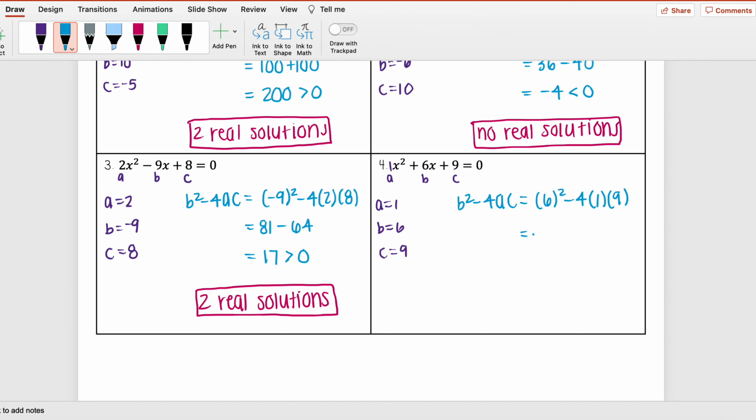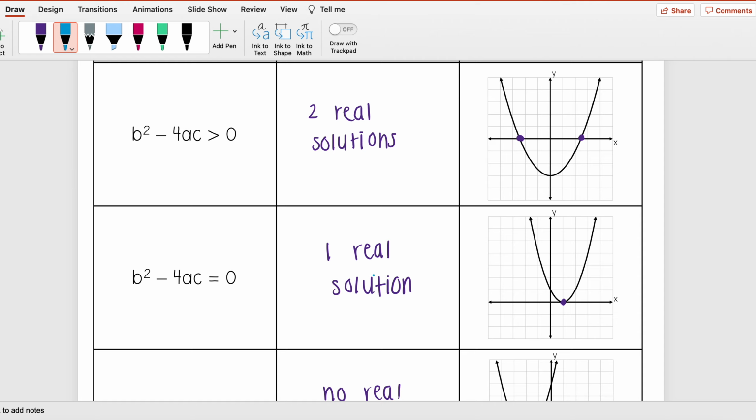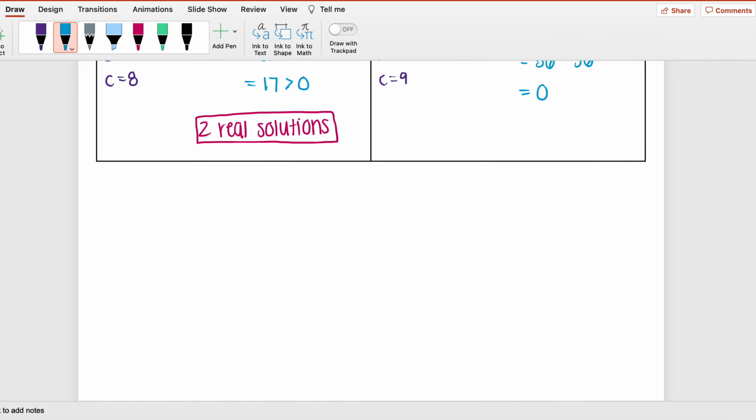6 squared, that's really 6 times 6, which I get 36, minus 4 times 1 is 4, 4 times 9, I get 36. And then 36 minus 36 equals 0. And so I see from my chart, when b squared minus 4ac equals 0, that means I have 1 real solution.